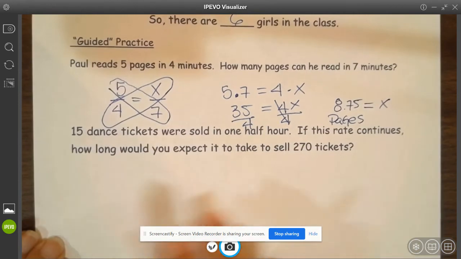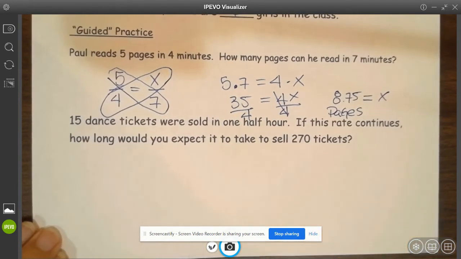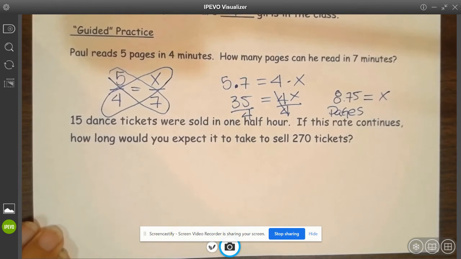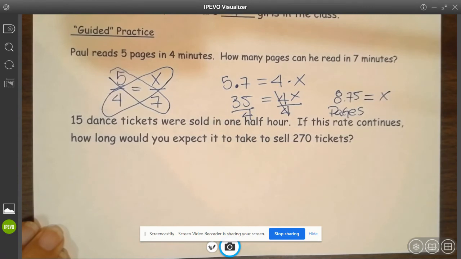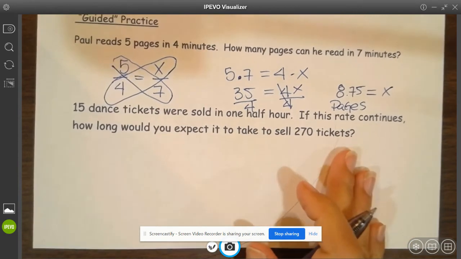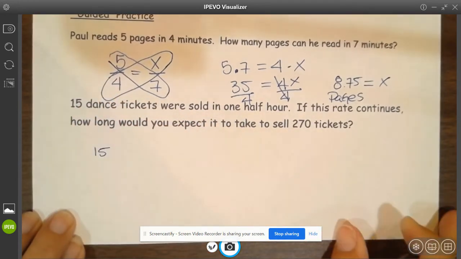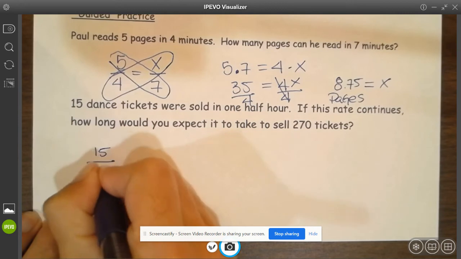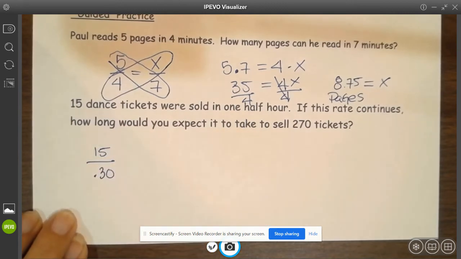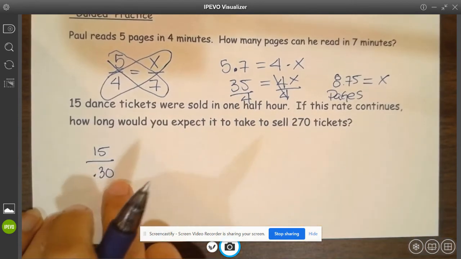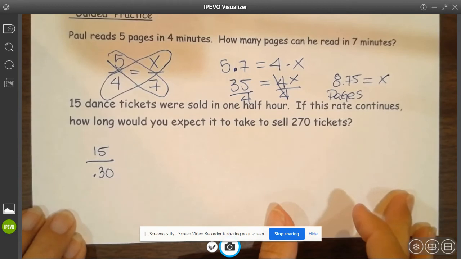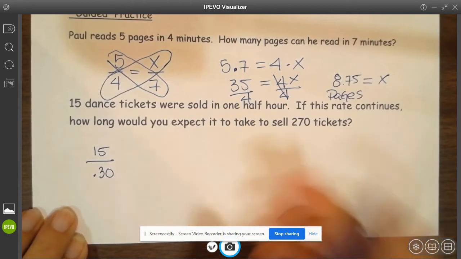All right. And then it says 15 dance tickets were sold in 1 half hour. If this rate continues, how long would you expect to take to sell 270 tickets? So how would we put this down? So it's 15 tickets sold in, well, let's just say minutes, 0.30, right? Because that's half of an hour. If this rate continues, how long would I expect to, okay?